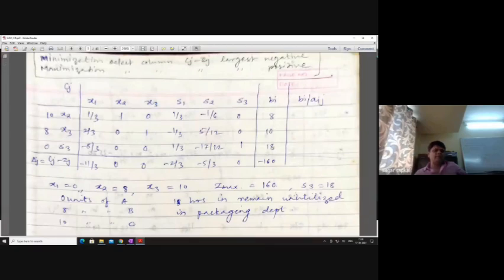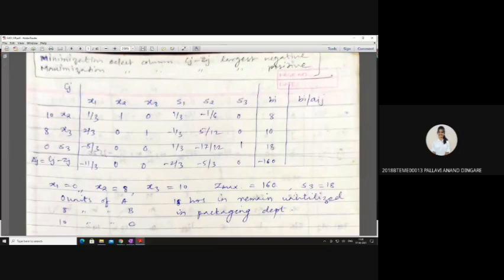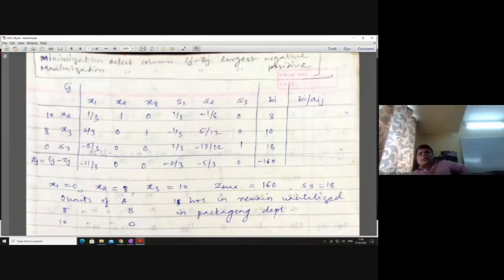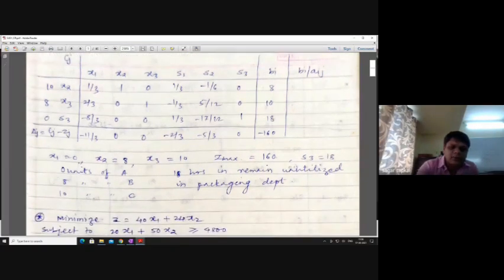What it means? 5 hours unutilized in fabrication department. Fabrication department, yes, correct. So less than or equal to sign is there, and we are adding slack variables. So when slack variable assumes some value in the final optimal table, then yes, one or more of the capacities will remain unutilized. But then that is required, otherwise you will not get the maximum objective, whatever maximization we are supposed to perform or carry out. Is it okay? So this is the answer of this particular problem.